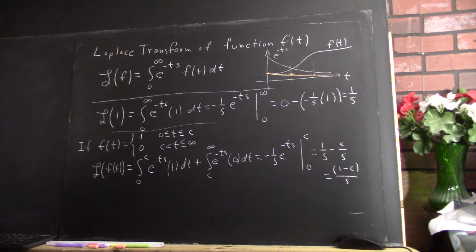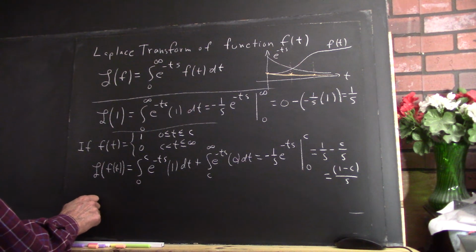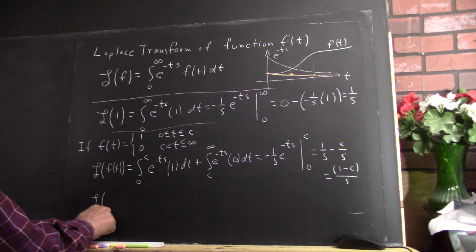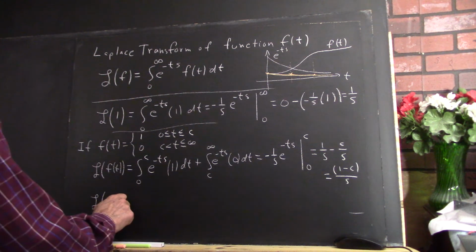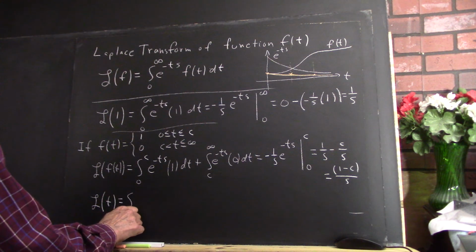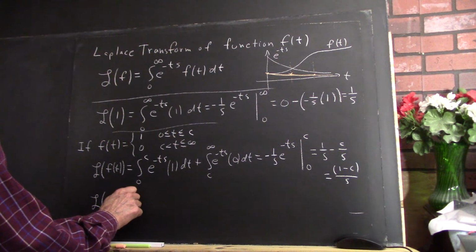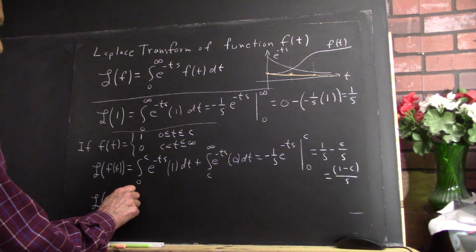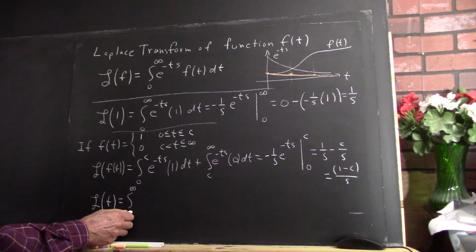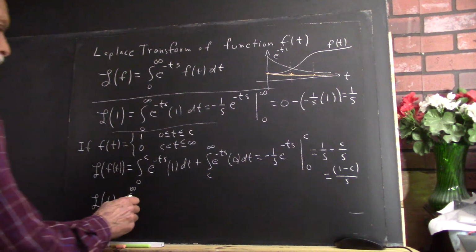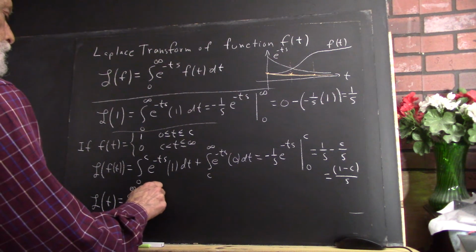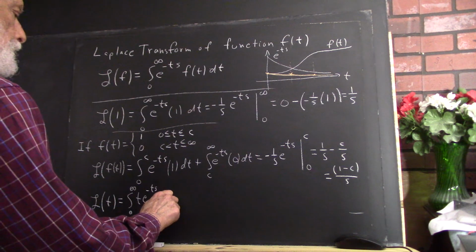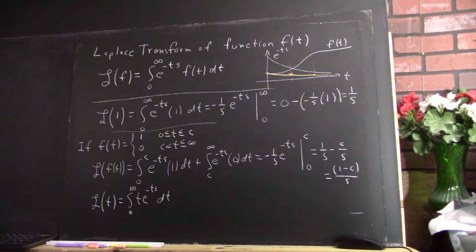Now let's do the Laplace transform of t. Getting hard to write down here. Bad looking infinity, and that's an even worse looking 0. But okay, we're going to get the integral of t e to the negative ts dt. And to integrate this, you've got to use integration by parts.